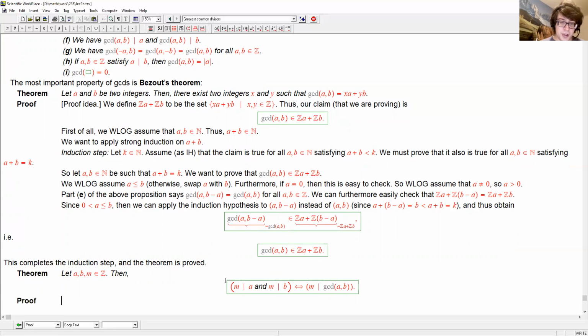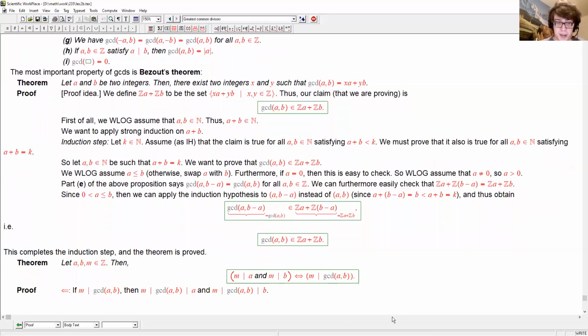Proof. So this is an equivalence. To prove it, we need to prove the one implication and the other implication. So let's do the backward one because it's easier. If m divides the GCD, then since the GCD divides a and also divides b, m divides a and b. We're using the transitivity of divisibility here. And that's it for this implication.